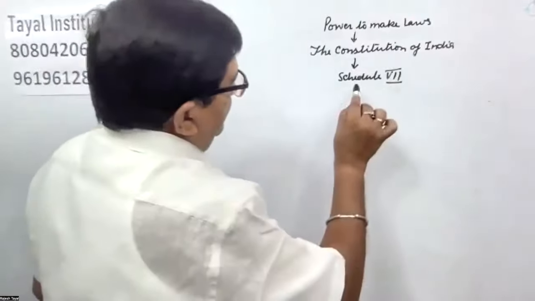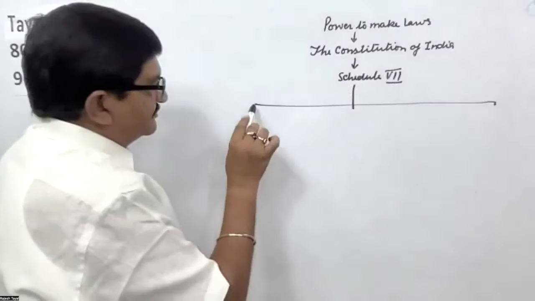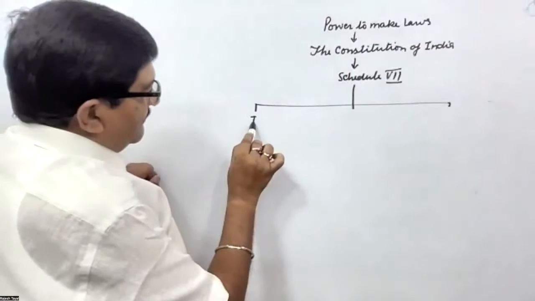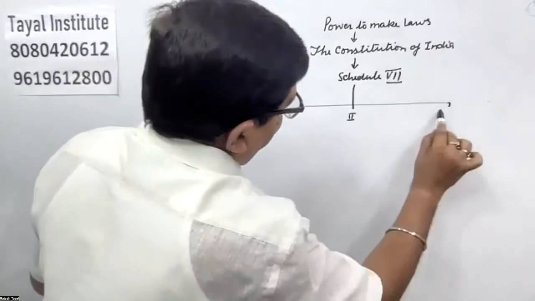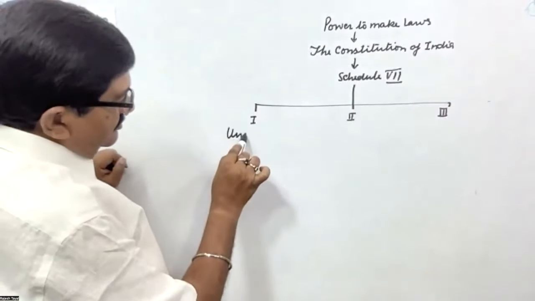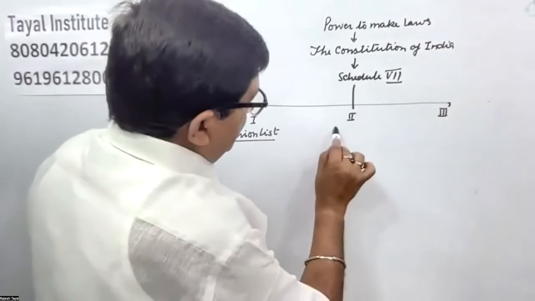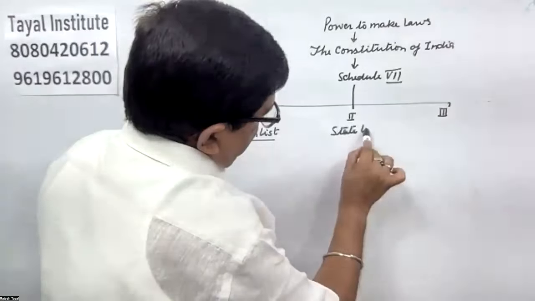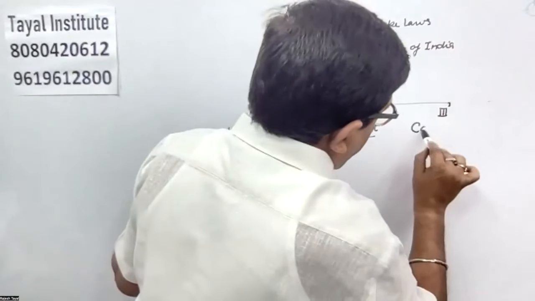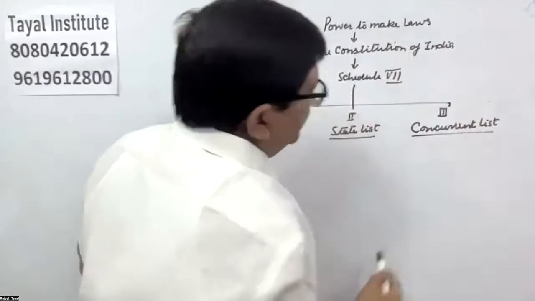In Schedule number 7, there are 3 lists given: List 1, List 2, and List 3. List 1 is called the Union List, List 2 is called the State List, and List 3 is called the Concurrent List.